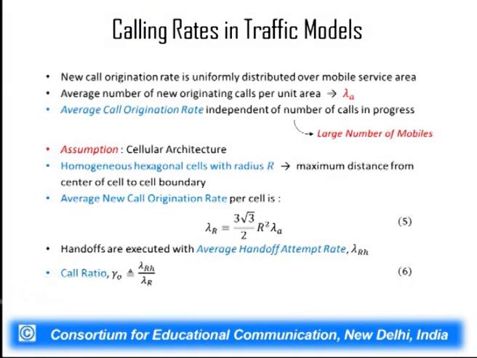Now that we have all these assumptions, we know the constraints and the characteristics of the underlying architecture. We can go on to find the average new call origination rate of a particular cell. We assume that whatever we calculate is uniform for all the cells, so let's calculate for a particular cell. This is given by equation 5, and we see that handoffs are executed with an average handoff attempt rate, say lambda RH. The call ratio is nothing but the ratio of the handoff rate to the new call origination rate. It's just the handoff fraction divided by the new calls, and we regard this as the call ratio. This is given by equation 6.